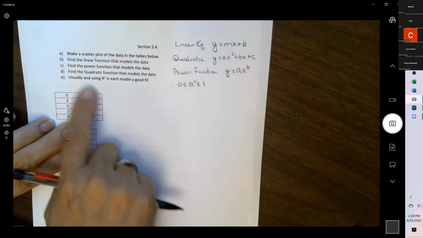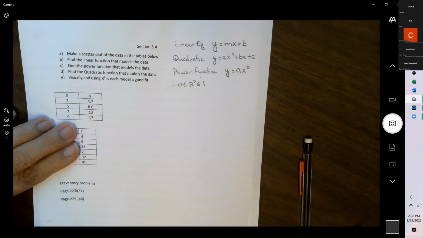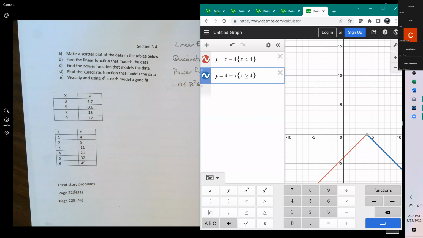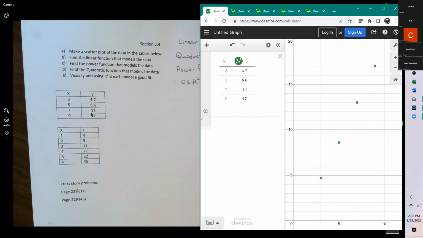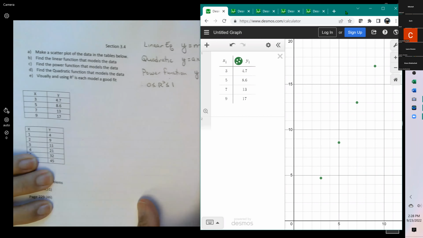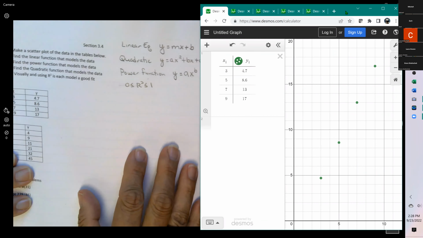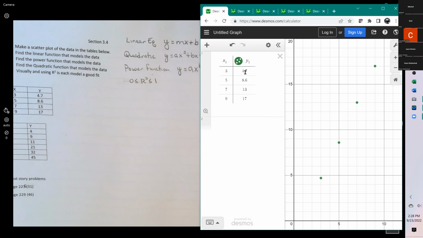So using the first table, and I typed these into Desmos already, so I wouldn't have to spend time typing. Okay, so I typed this first table in: 3, 5, 7, 9, 4.7, 8.6. Remember to type in a table. You click here and then click on table. And then you just type your values in.